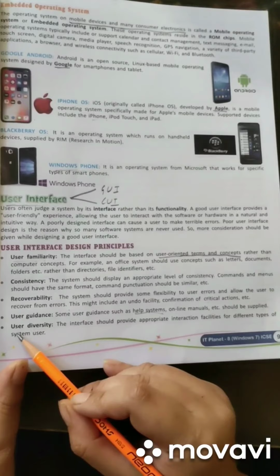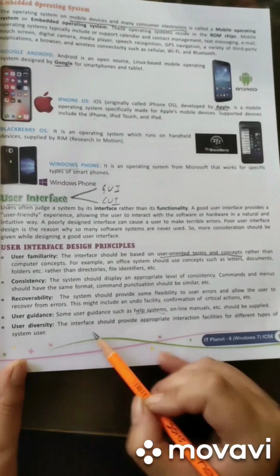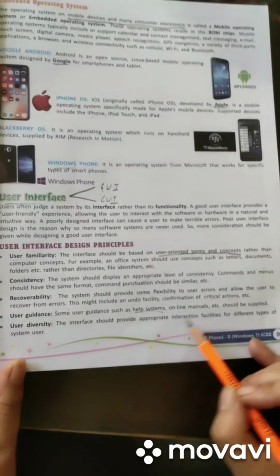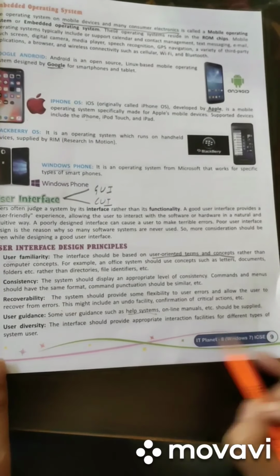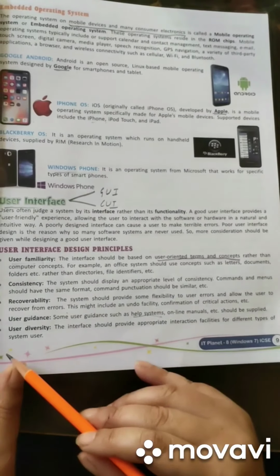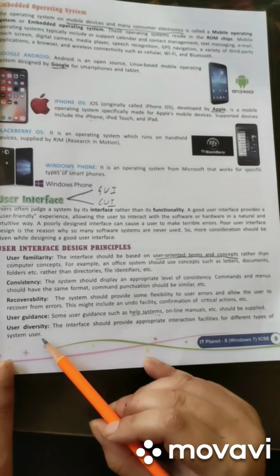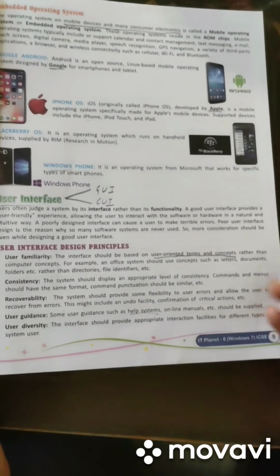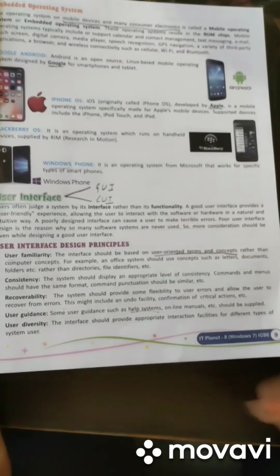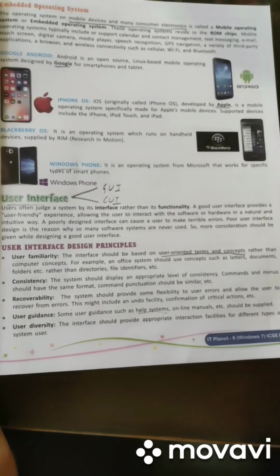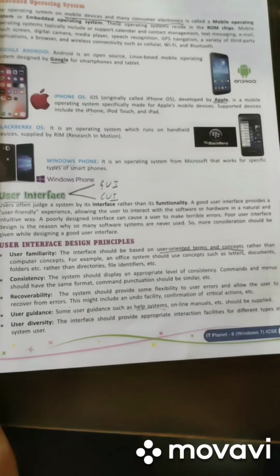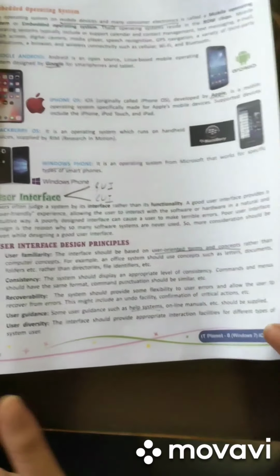And the last principle is user diversity. The interface should provide appropriate interaction facilities for different types of users. Diversity is like, if I want to create a document and along with it, if I want to listen to music or do another activity, that is easier for me to do.